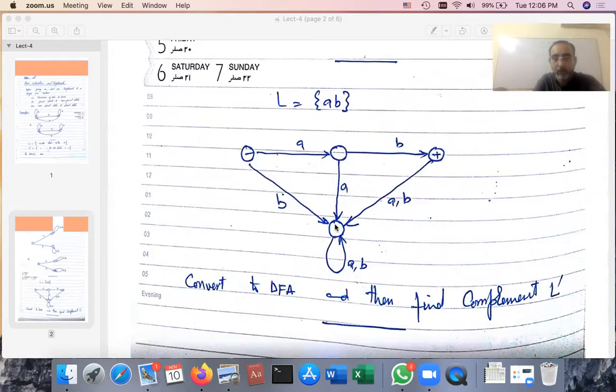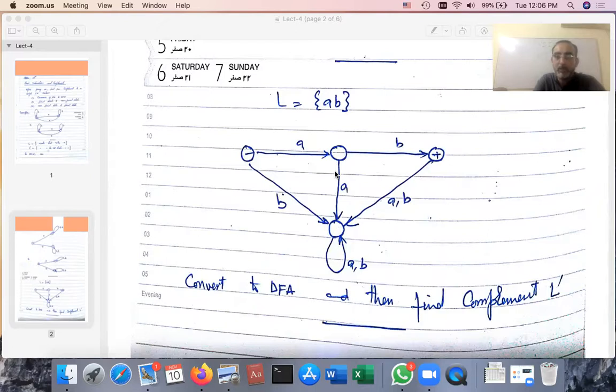So if B will come, I will reach here. If A will come, I will reach here. And any combination of A and B will reach here. And this state has its two edges in this loop. So this is now the DFA for this language.